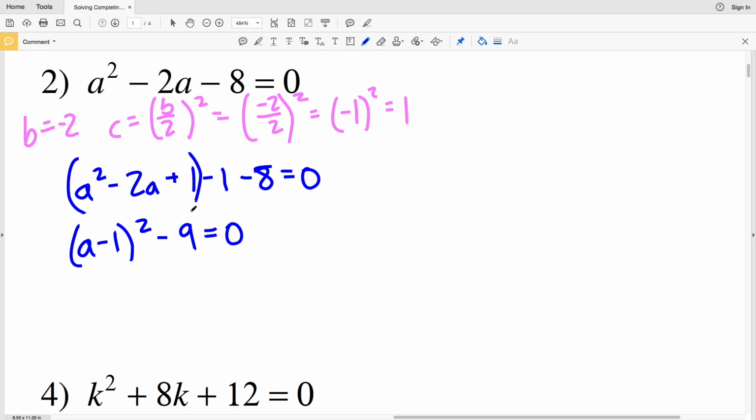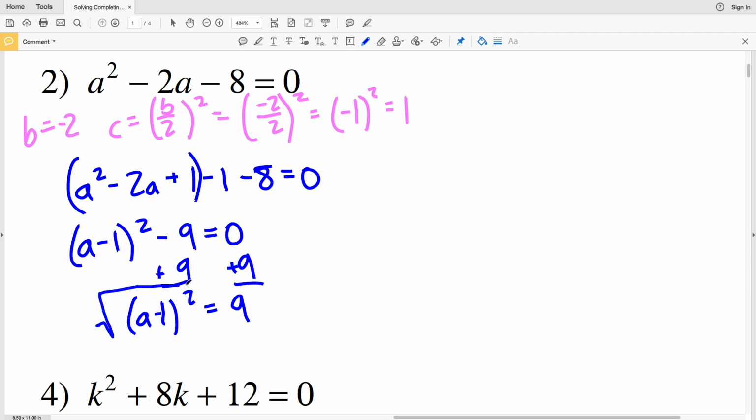So now, I'll move that 9 to the other side by adding 9 to both sides to get that (a minus 1) squared equals a positive 9. You can see that that's the same value on the right-hand side that I would have gotten if I added 8 and then added 1 to both sides, because 8 plus 1 is 9.